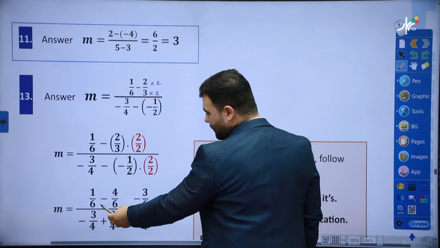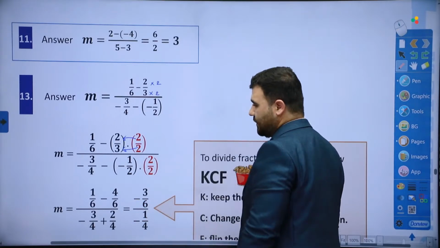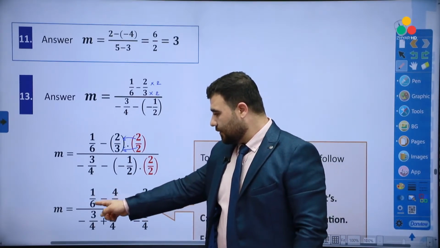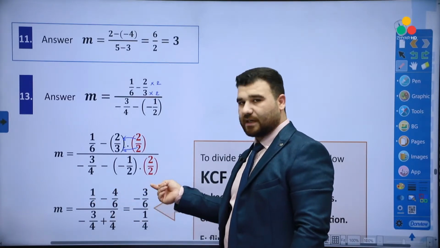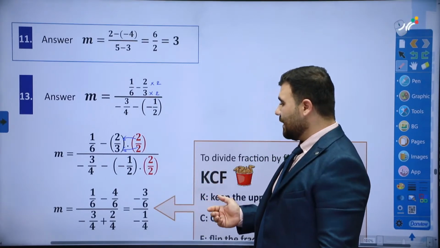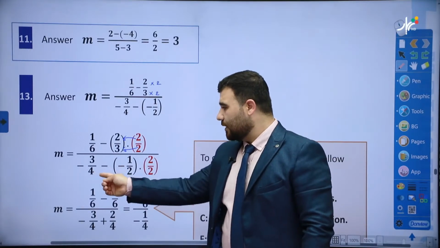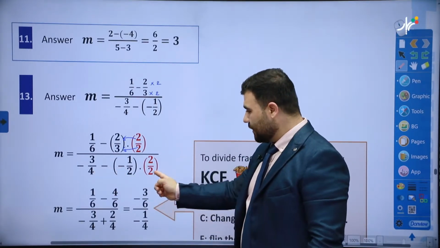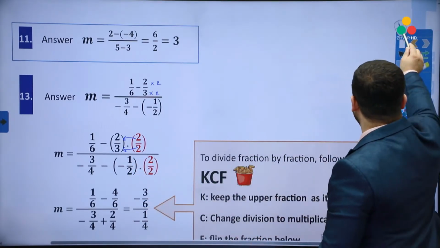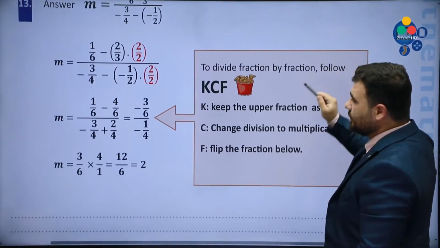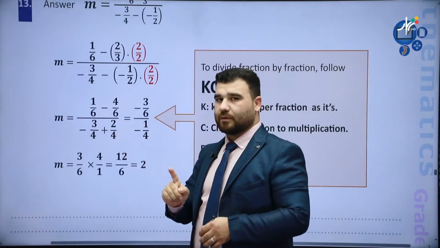This will be 1 over 6 minus 2 times 2, 4, 2 times 3, 6, 4 over 6. 1 over 6 minus 4 over 6, we have same denominators, we directly subtract. 1 minus 4 is negative 3 over 6. This is what happens for the numerator. In the denominator we have 4, we have 2, 4 is the common denominator. Multiply by 2, multiply by 2, this will be 2 over 4. Then we will have a fraction, negative 3 plus 2 is negative 1 over 4.